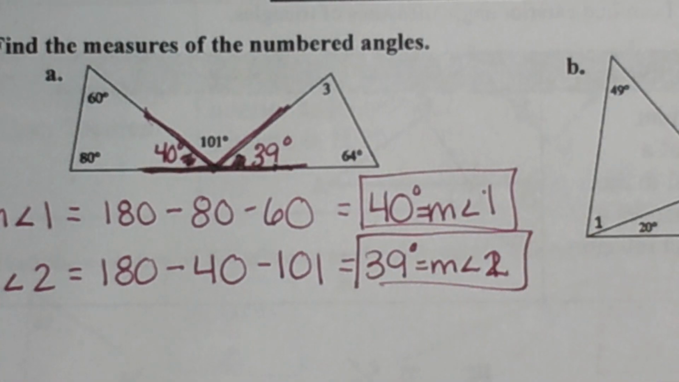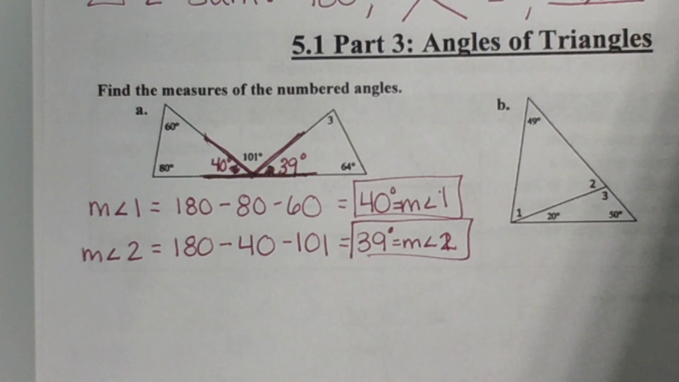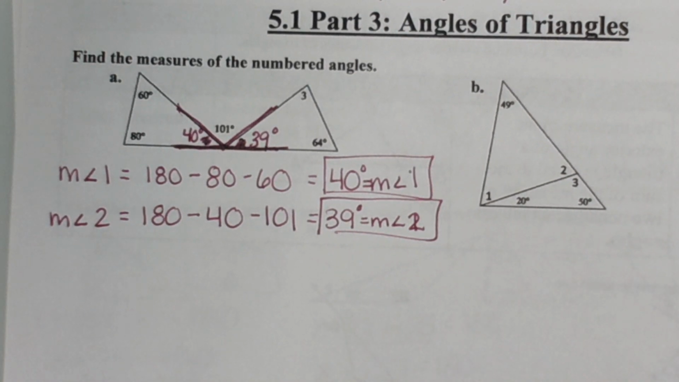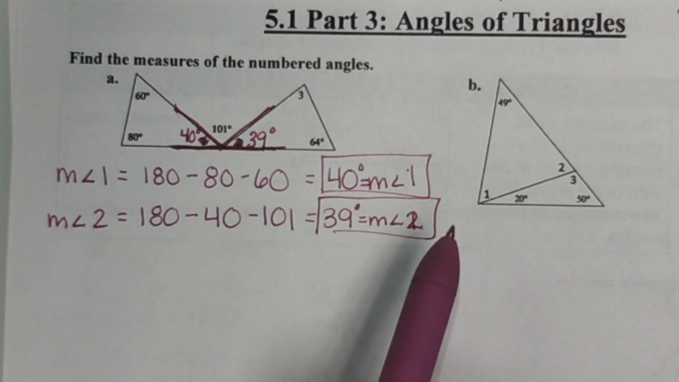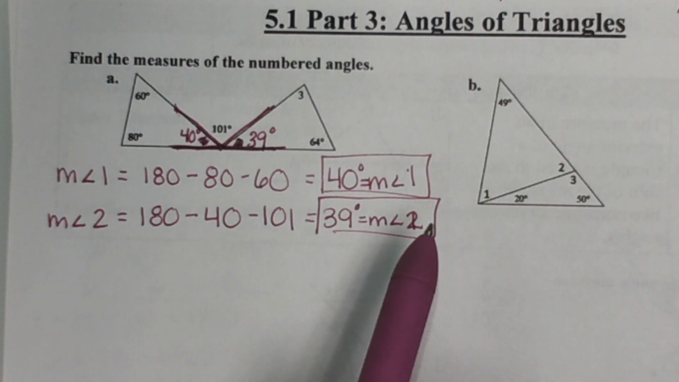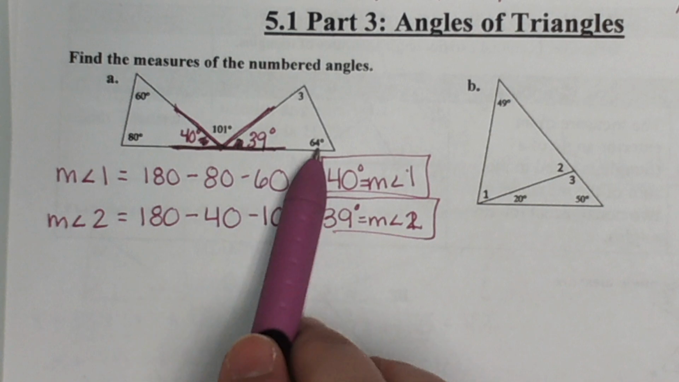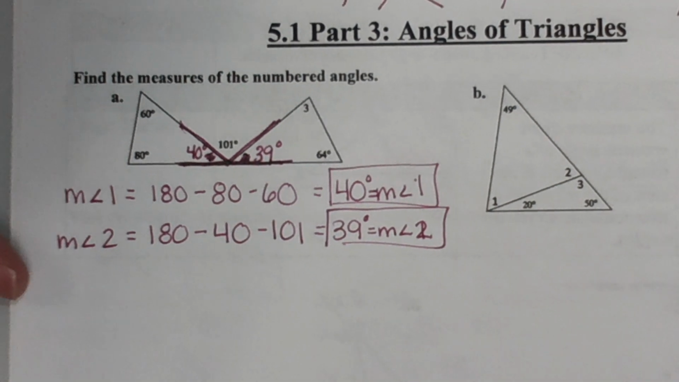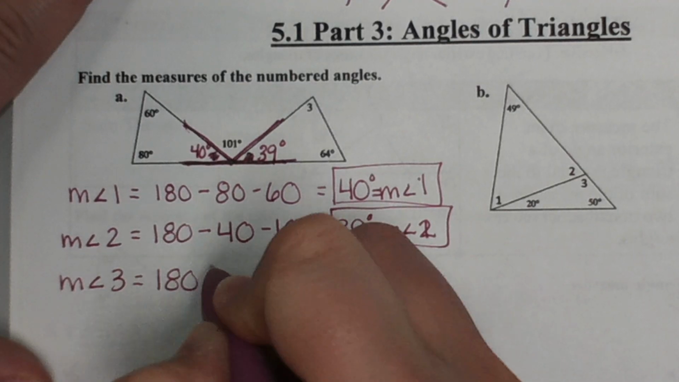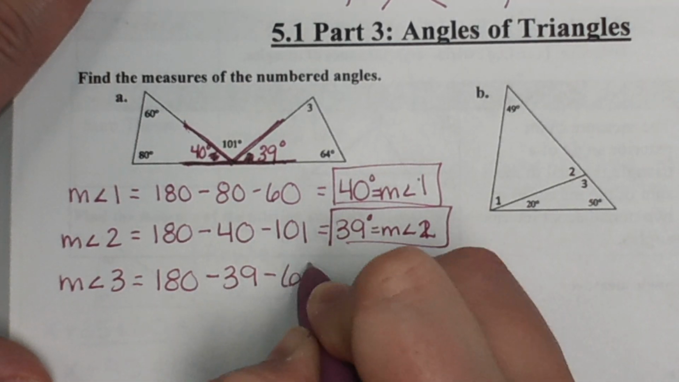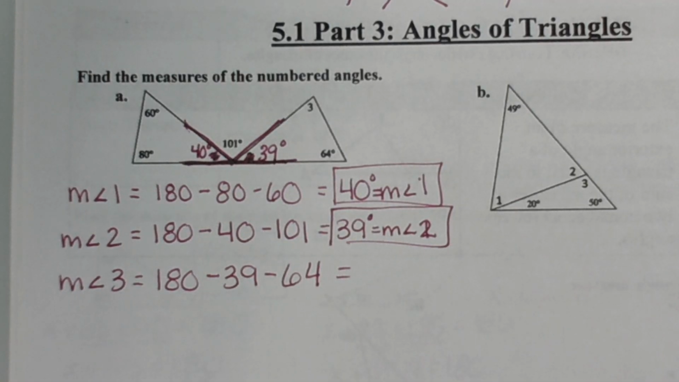Last one I need to find is the measure of angle 3. Is there anything that you see that could help us find the measure of angle 3? The 39 and the 64 are both in a triangle together with the angle 3. So yes, measure of angle 3 is equal to 180 minus the 2 I know. 180 minus 64 and minus 39.